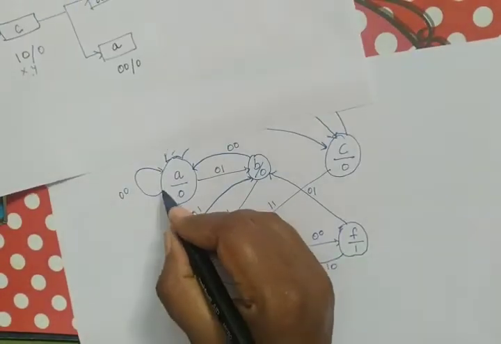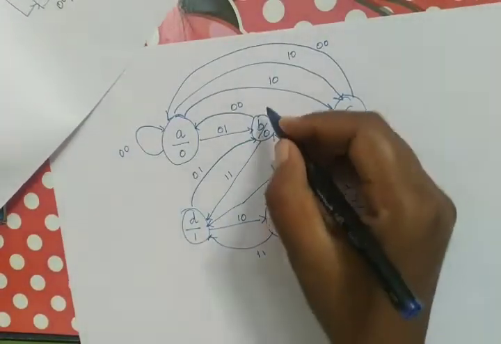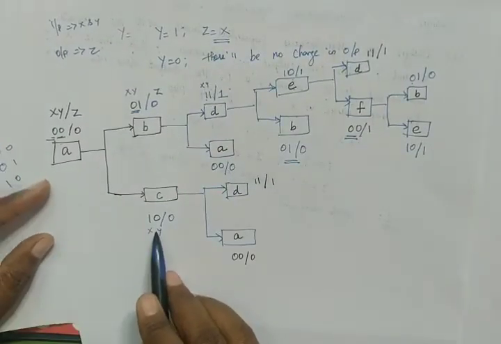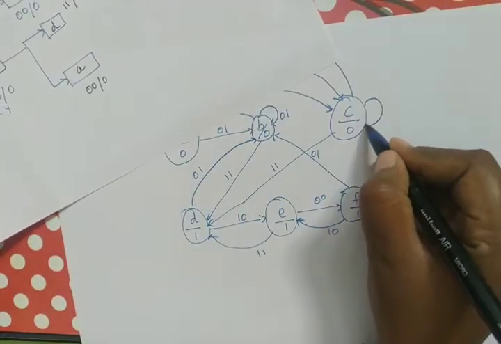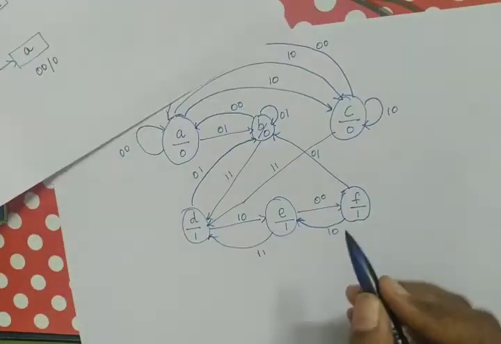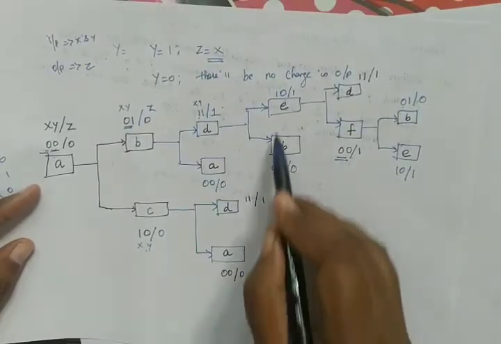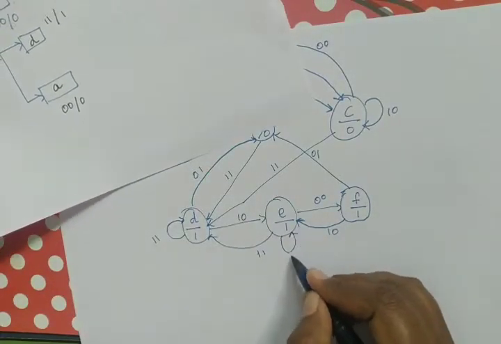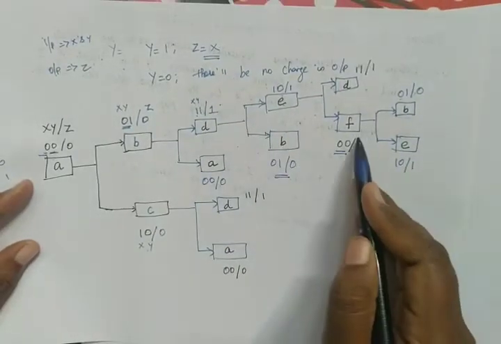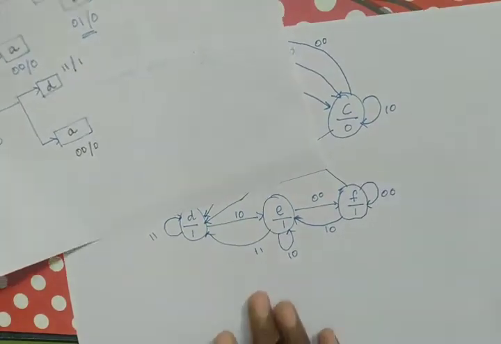So A remains in the same state when it is 0 0. Then B remains in the same state when it is 0 1. C remains in the same state when it is 1 0. Then D remains in the same state when it is 1 1. Then E remains in the same state when it is 1 0. Then F remains in the same state when it is 0 0.